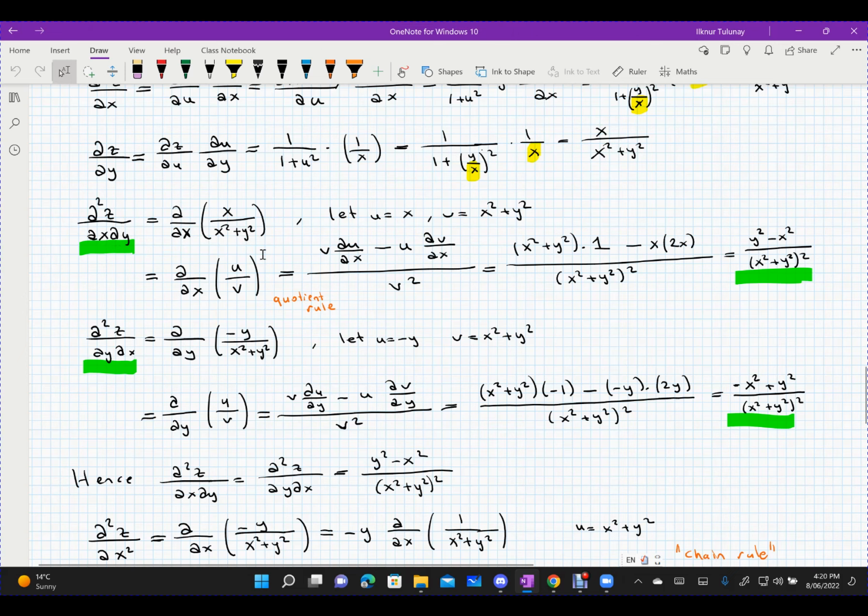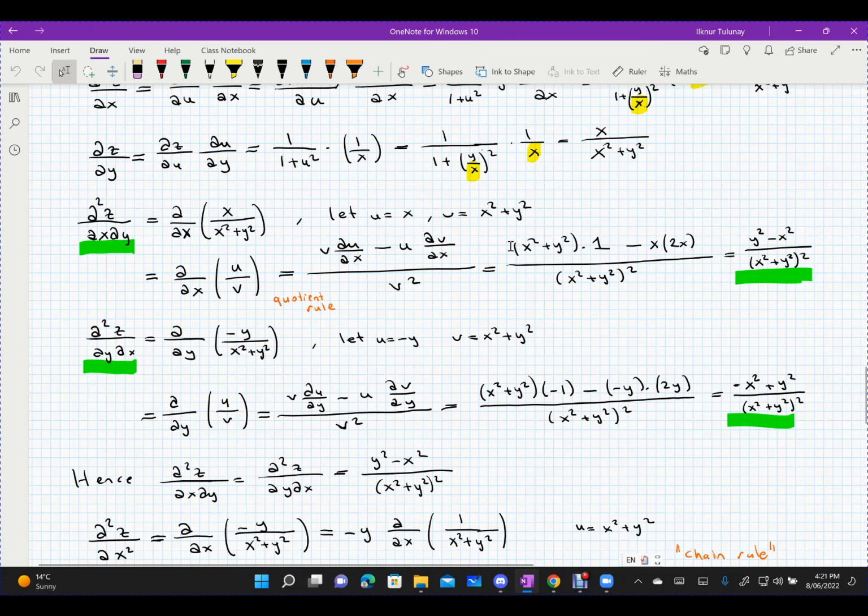Now think of this as u and v, like a quotient. So u is equal to x, and v is equal to x squared plus y squared, and apply the quotient rule. So v times the derivative of u, minus u times the derivative of v, divided by v squared. That's the quotient rule. Now we are doing everything with respect to x.